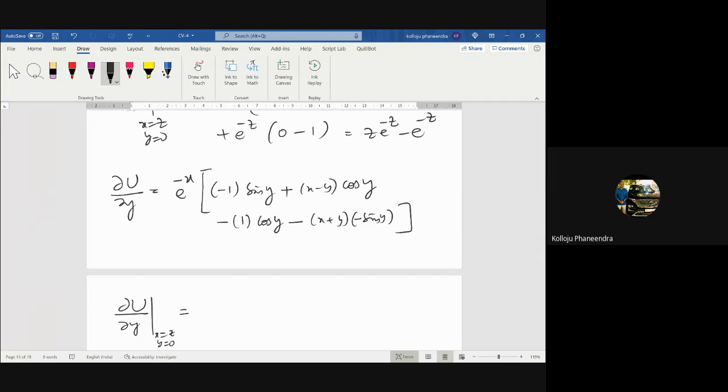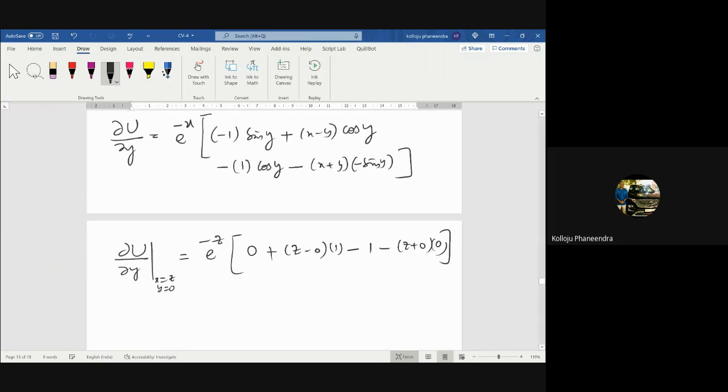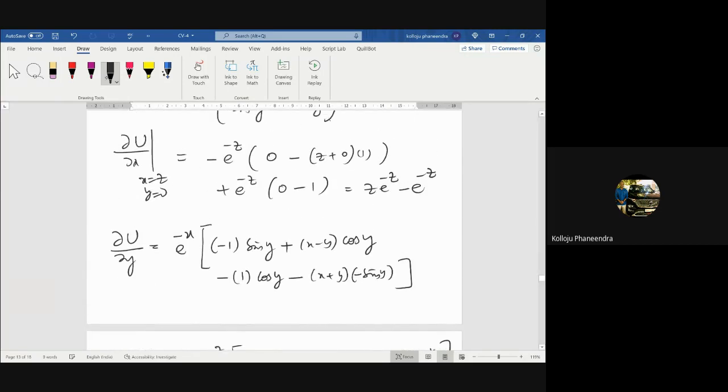x equal to z, y equal to 0. e to the power of minus z, sine y is 0, and this is z minus 0 into cos 0, value 1, minus 1, minus z plus 0 into 0. So what I'm getting here is only z minus 1, e to the power of minus z into (z minus 1). Here also, e to the power of minus z is common, z minus 1 I will get, right?